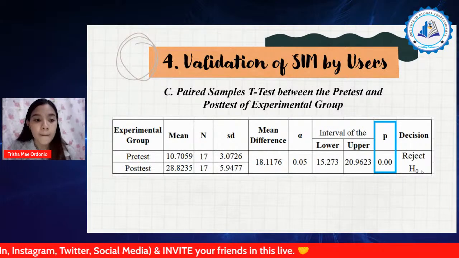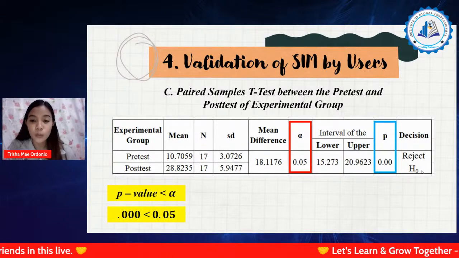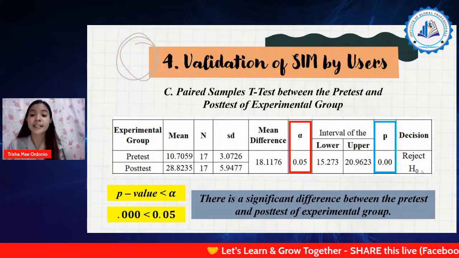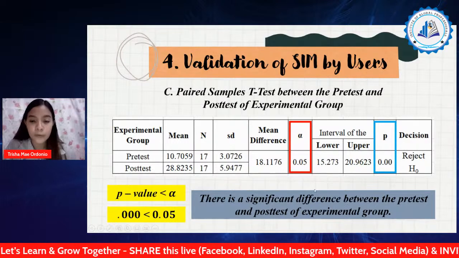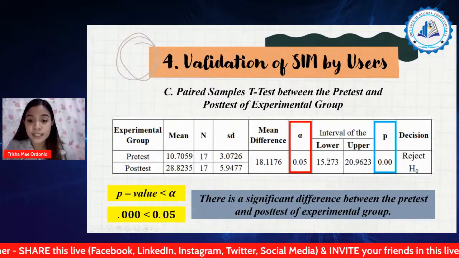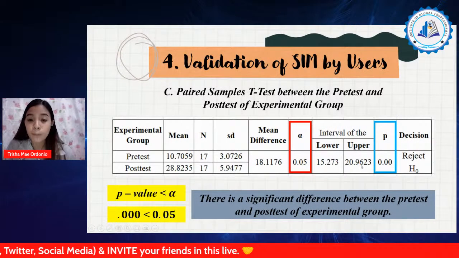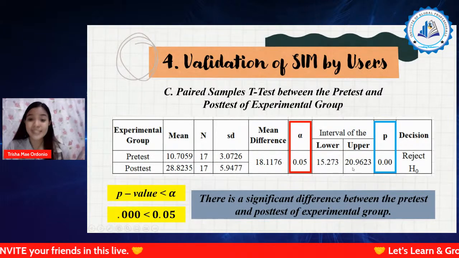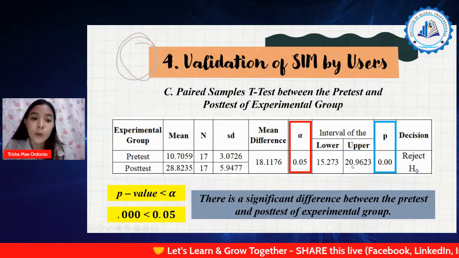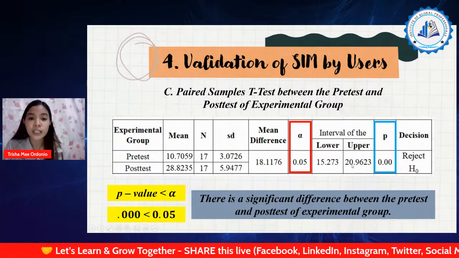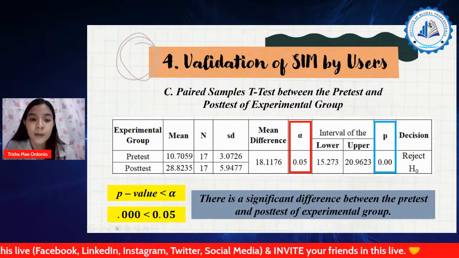We have here a p is 0 and alpha is 0.05. And we can conclude that there is a significant difference between the pretest and posttest since p is less than 0.05. In the confidence interval, lower is 15.273 and the upper is 20.9623. 0 is not included, therefore reject null hypothesis. Both traditional teaching and with the use of SIM were both effective in remediation process.